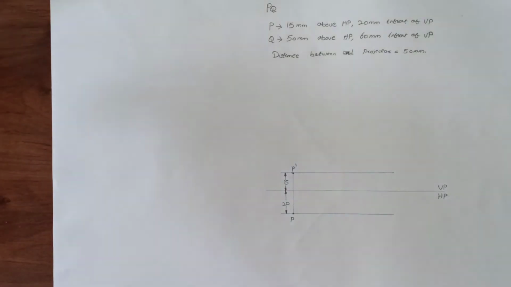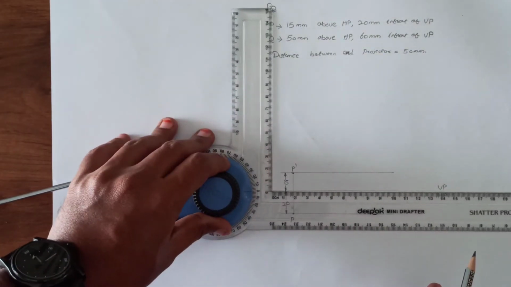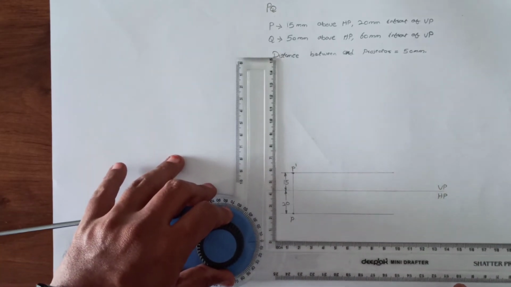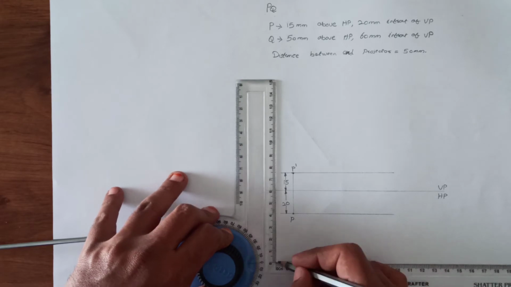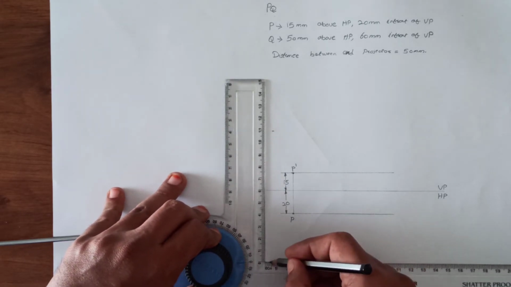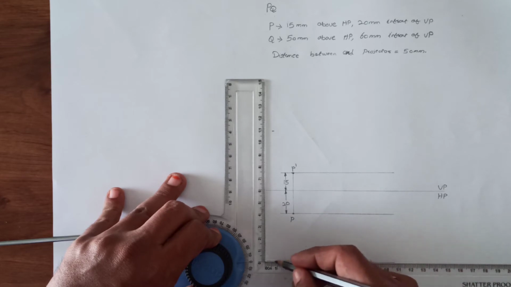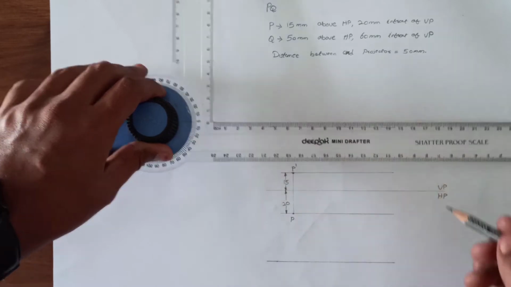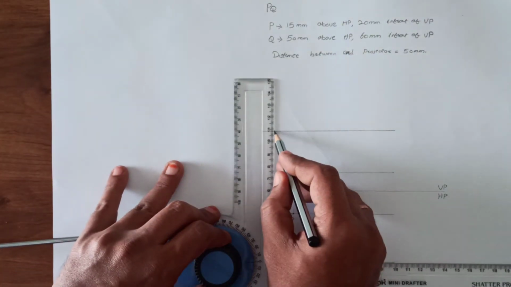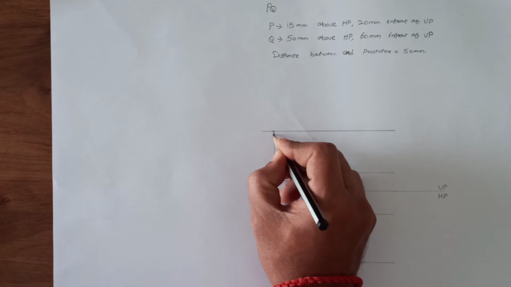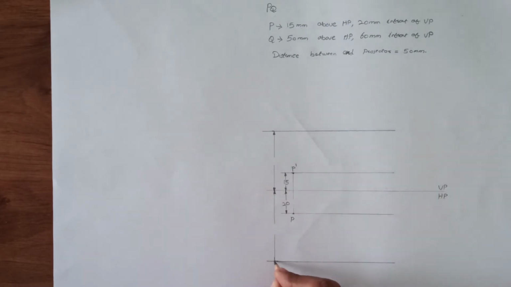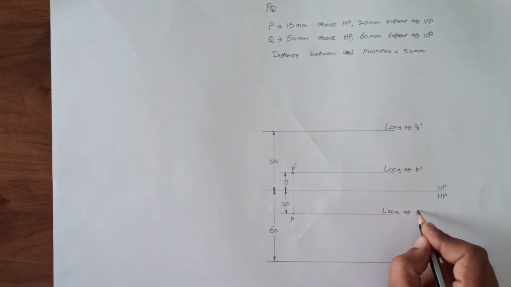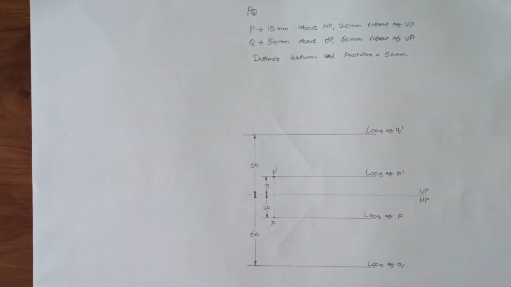Now consider the condition of the second point Q. Here the second point Q is 50 mm above HP. So from the reference line, 50 mm above, mark a point. Similarly the point Q is 60 mm in front. From the reference line, 60 mm below, mark a point. Through these 2 points draw a line parallel to the reference line. Next we can give dimensioning for all these locus lines. The 50 mm line is marked as locus of Q dash, the 15 mm line is marked as locus of P dash, the 20 mm line is marked as locus of P, and the 60 mm line is marked as locus of Q.